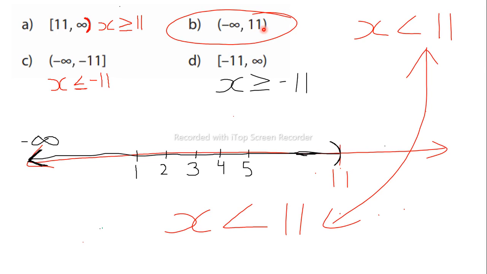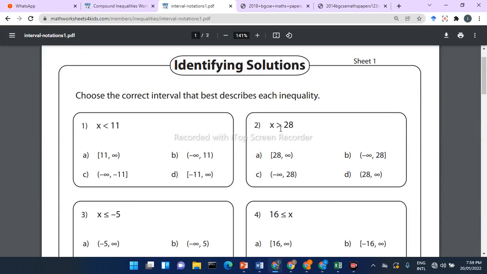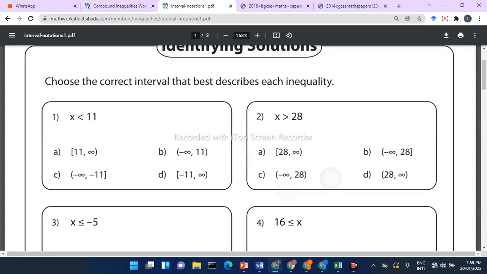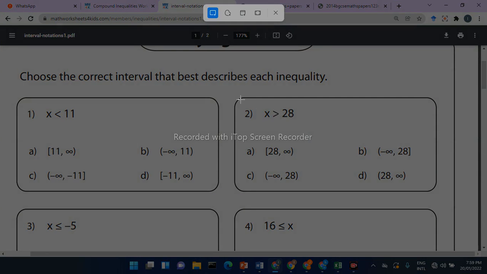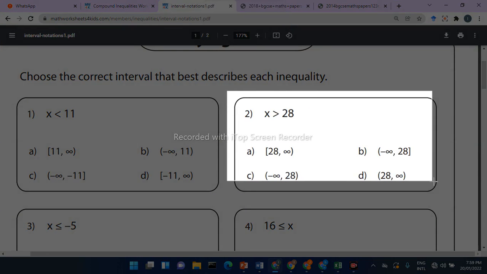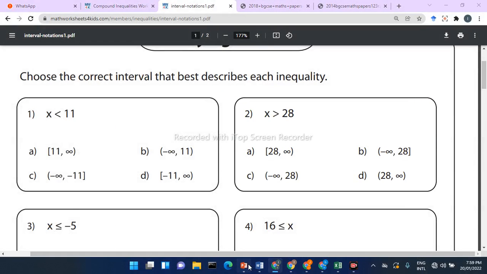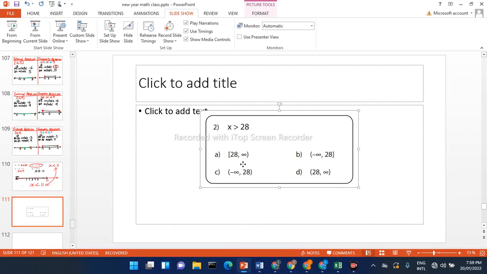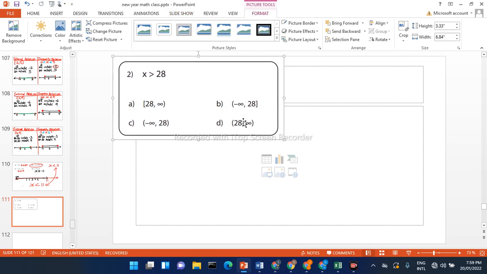Okay, so we have plenty more time left. So let's consider the other exercises. Let's look at this one, number 2. We have to figure out which interval correctly describes the inequality given. So which interval, is it A, is it B, or is it C, correctly describes the interval that we are given?